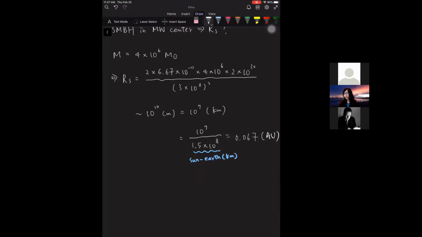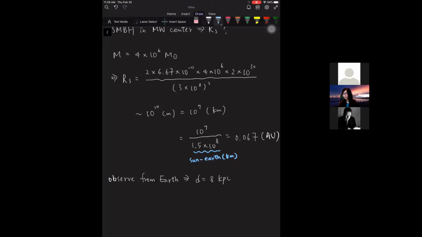So since we are observing from Earth to our galactic center, we know the distance is about 8 kiloparsec, right? This is the radius where the solar system is in the Milky Way.